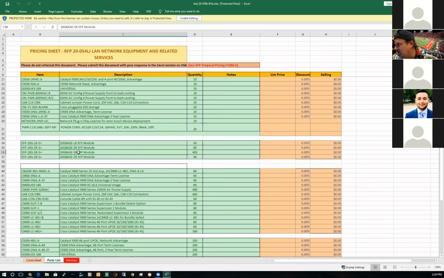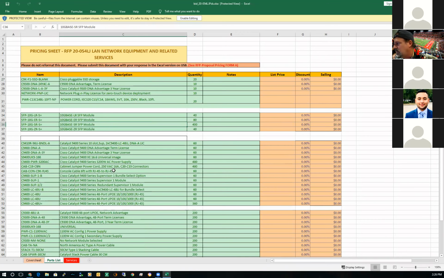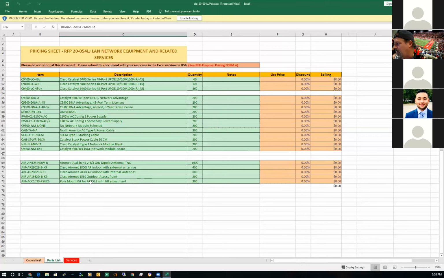10 base G, so 10 gigabit. They want their workstations or these devices to be connected with a 10 gigabit connection, so pretty good stuff. They're big on Cisco. Pole mount kit. Oh yeah, see, they want 200 wireless access points between these, I believe it was 4 schools they were building. So anyway, look at this stuff.